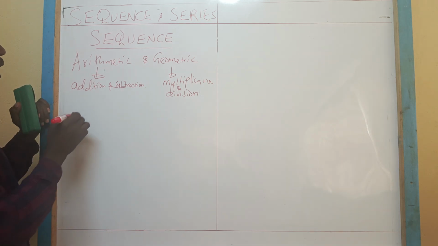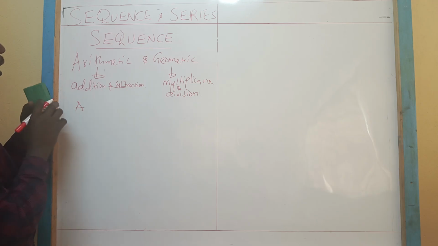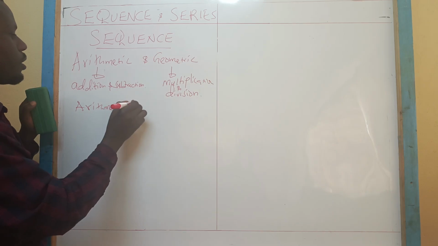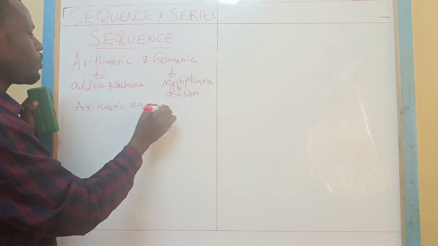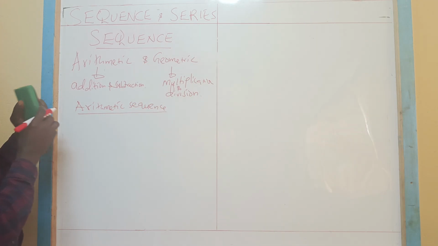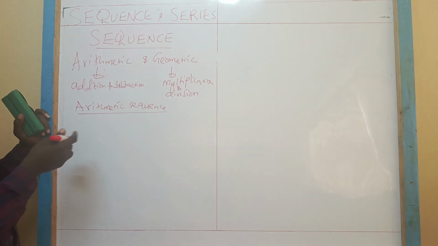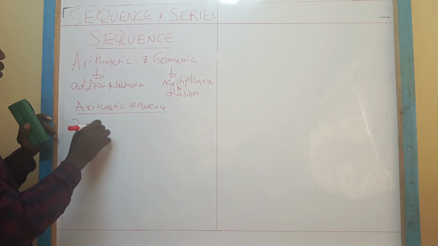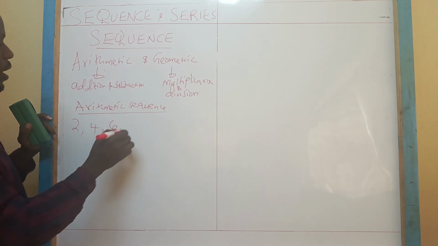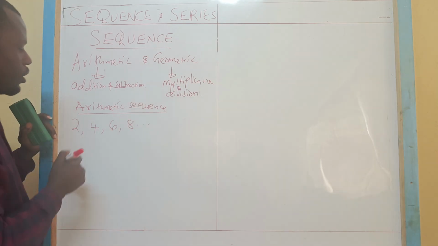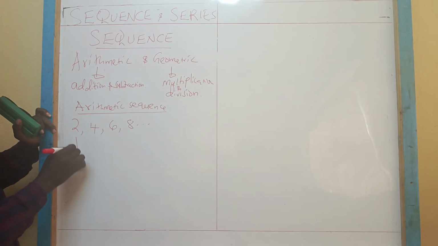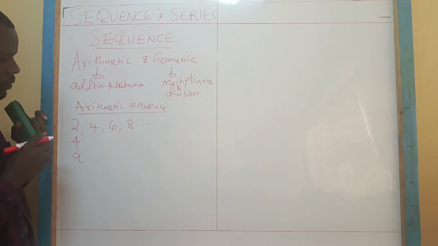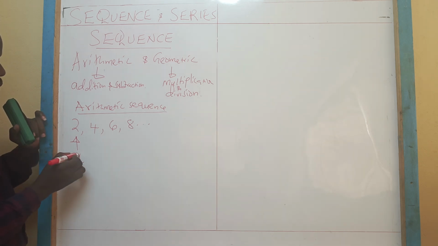Now, to start with, I have to start with arithmetic sequence. I want to give an example of a sequence. And you know, a sequence is just a pattern. Take 2, 4, 6, 8, and it will continue. Therefore, for our case here, the 2 is our first term, and we use letter A.